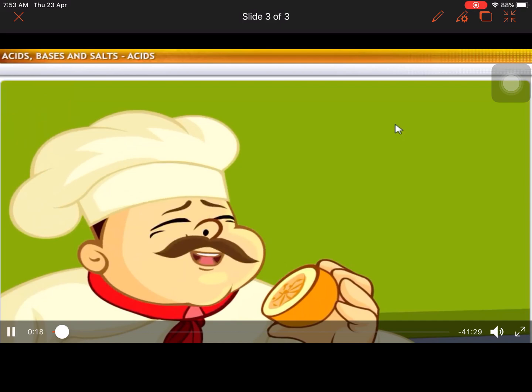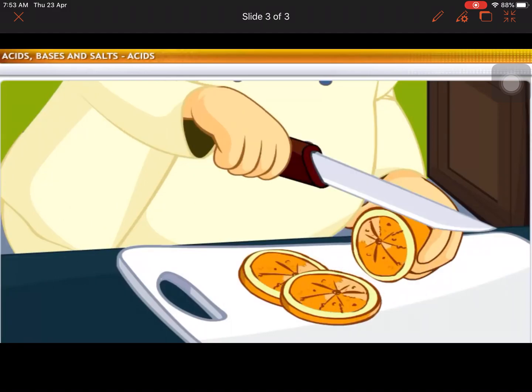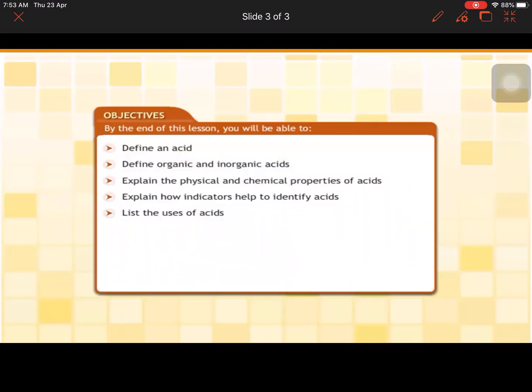Add tang to any dish. Oranges are tangy because of the acid they contain. In fact, the word acid comes from the Latin word acidus, which means sour. Sour, खट्टा है.